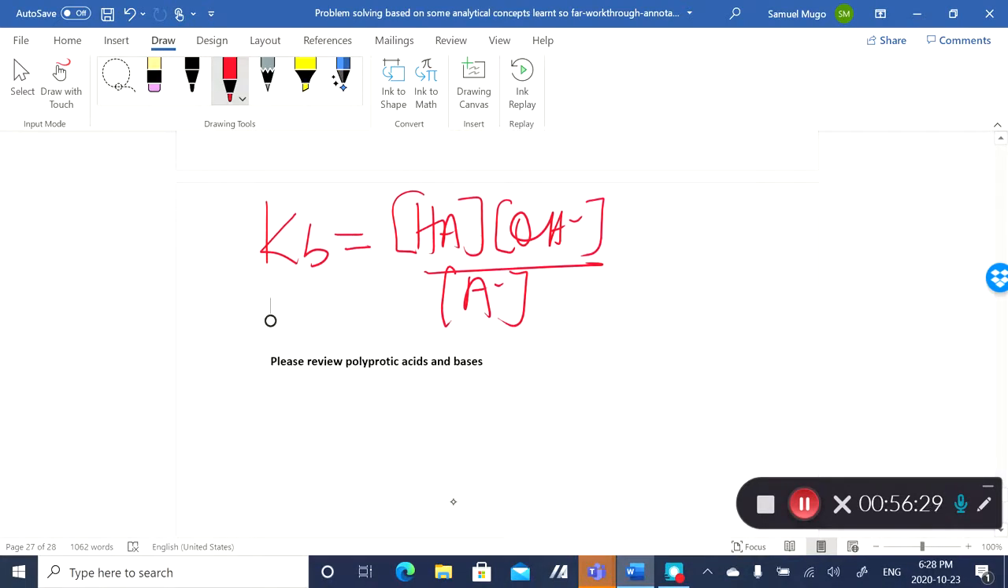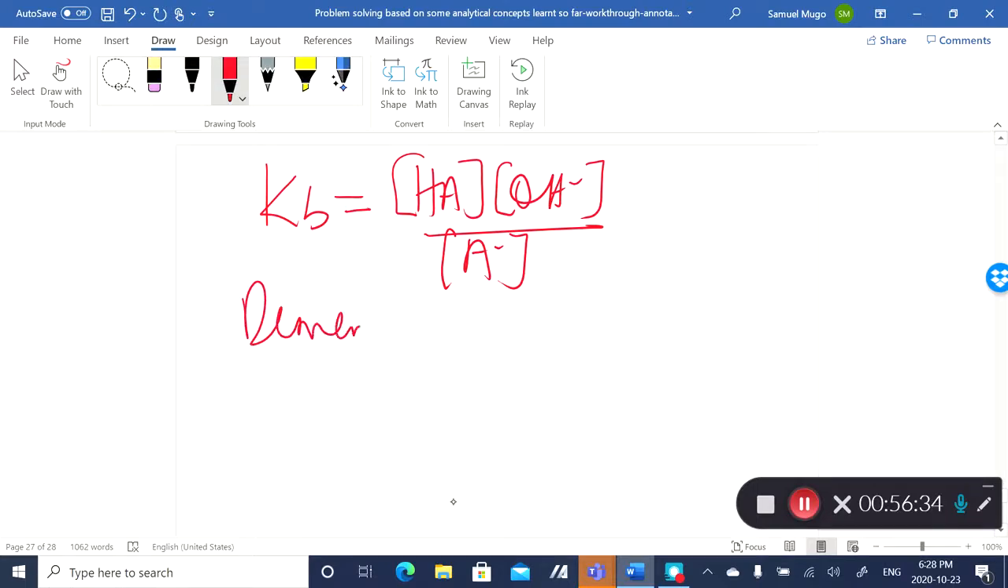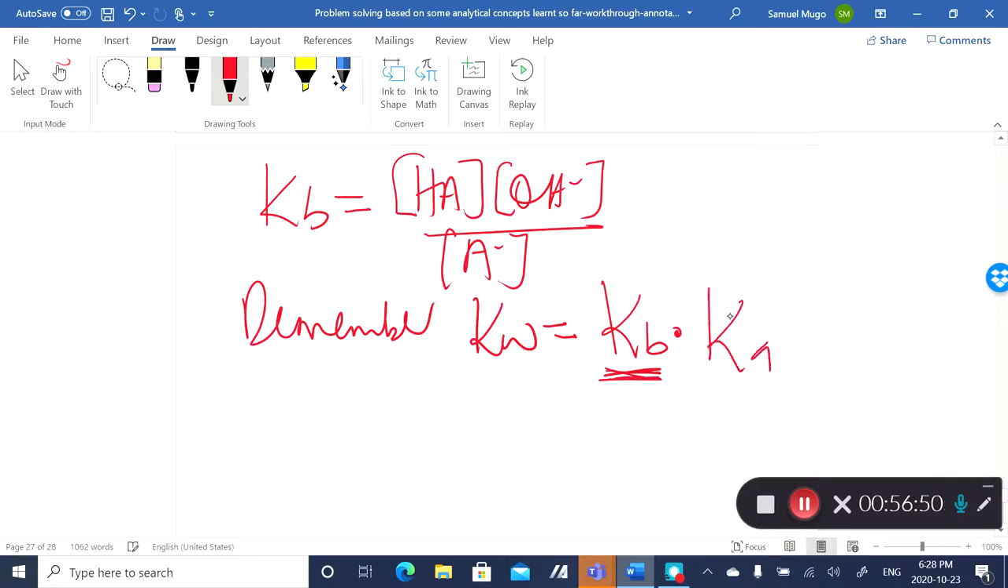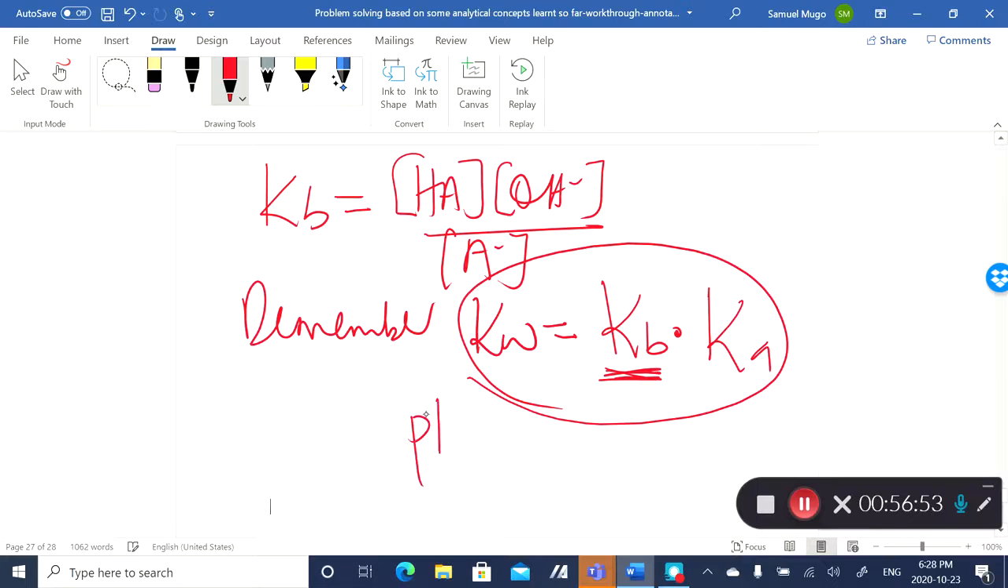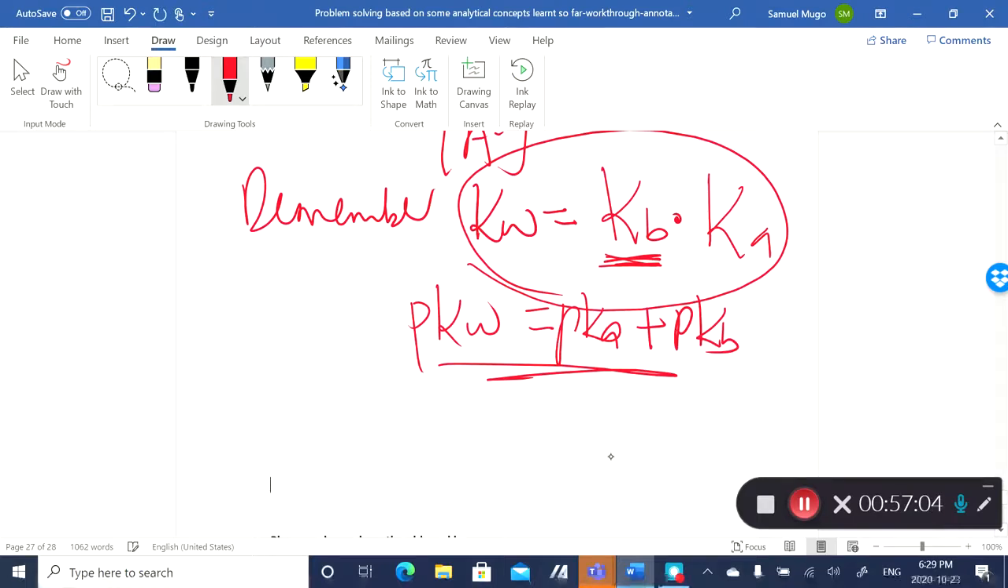Maybe somebody is asking, how do we calculate the Kb? Remember, and this is important, Kw, the autoprotolysis constant of water, equals Kb, the base hydrolysis constant, multiplied by the Ka. Very important. Same thing as, if you take the negative log of both sides, you get pKa plus pKb. And I think we all know that 14 equals pKa plus pKb, right?